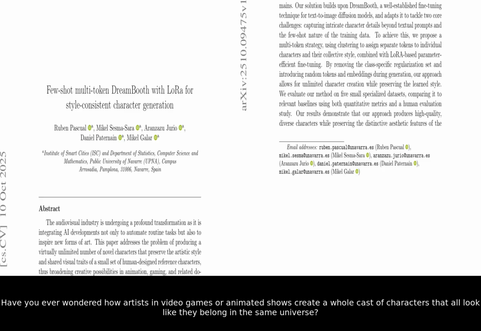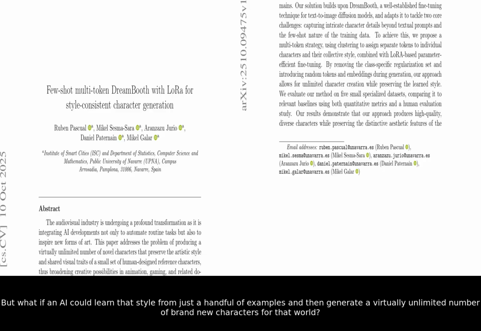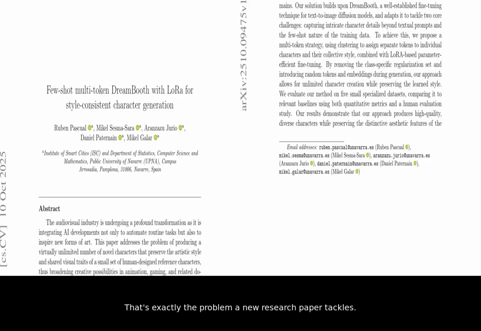Have you ever wondered how artists in video games or animated shows create a whole cast of characters that all look like they belong in the same universe? It's a process that requires a lot of skill and time to maintain a consistent artistic style. But what if an AI could learn that style from just a handful of examples and then generate a virtually unlimited number of brand new characters for that world? That's exactly the problem a new research paper tackles.